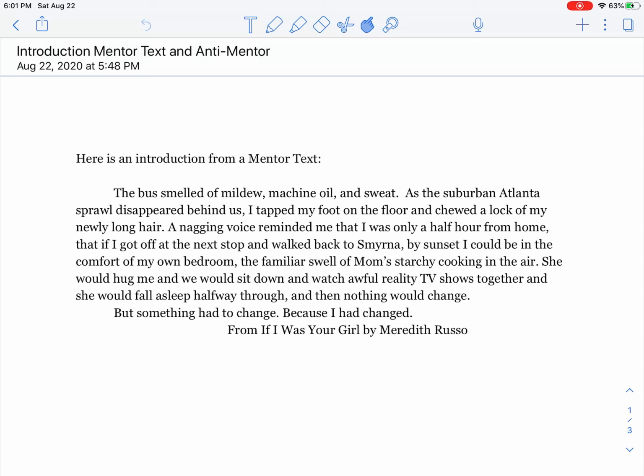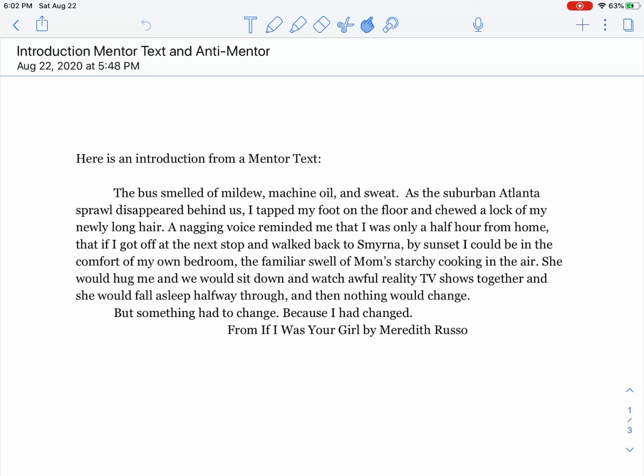So she says, "The bus smelled of mildew, machine oil, and sweat. As the suburban Atlanta sprawl disappeared behind us, I tapped my foot on the floor and chewed a lock of my newly long hair. A nagging voice reminded me that I was only a half an hour from home, that if I got off at the next stop and walked back to Smyrna, by sunset I could be in the comfort of my own bedroom, the familiar swell of Mom's starchy cooking in the air. She would hug me, and we would sit down and watch awful reality TV shows together, and she would fall asleep halfway through, and then nothing would change. But something had to change, because I had changed."